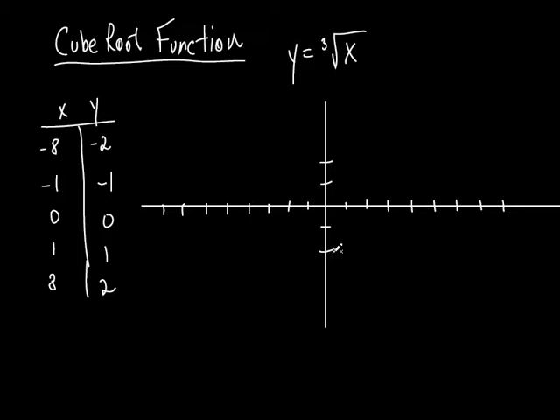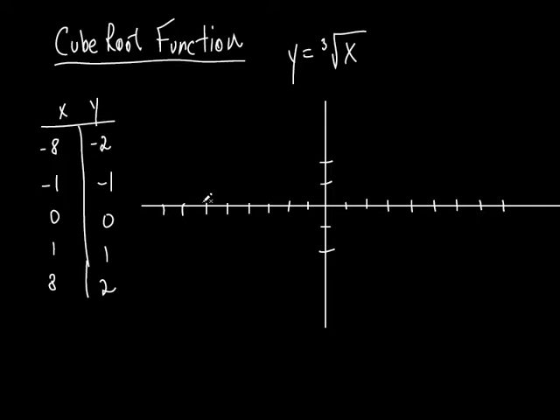Now we do have negatives here, don't we? Because it's a cube root. Now if it was a fourth root or a square root or an even root, you wouldn't have negatives because you can't take an even root of a negative number. All right, so let's do this.